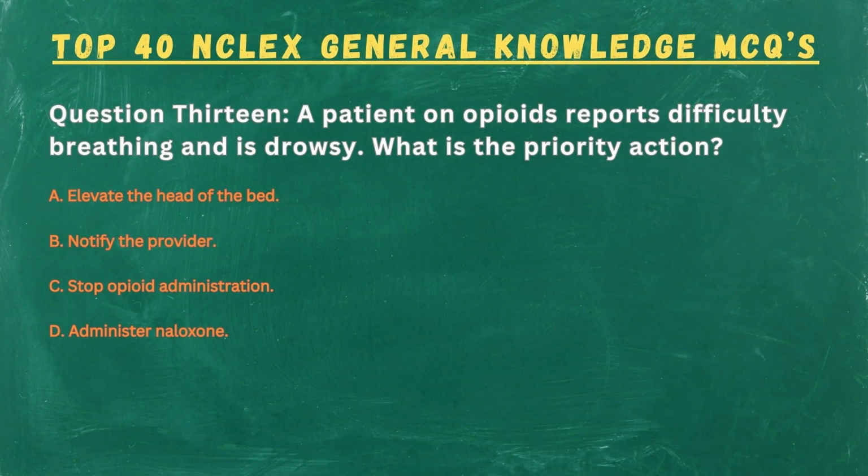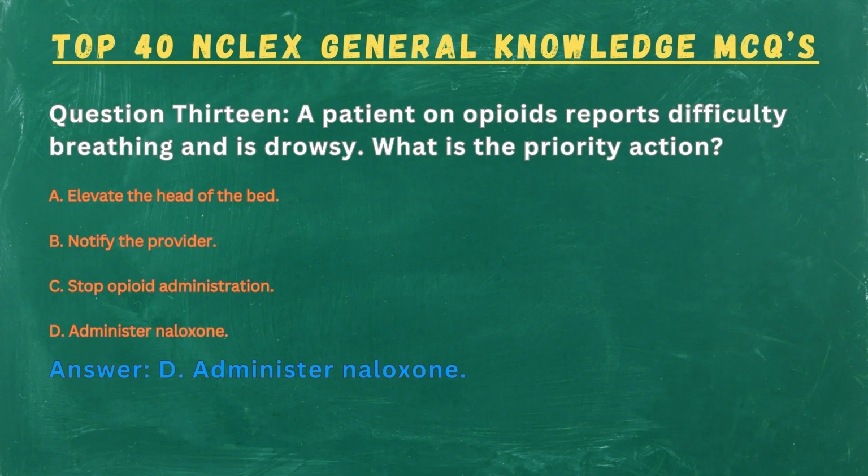Question 13. A patient on opioids reports difficulty breathing and is drowsy. What is the priority action? A. Elevate the head of the bed. B. Notify the provider. C. Stop opioid administration. D. Administer naloxone.